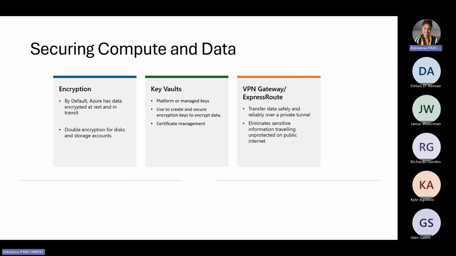And of course, as we mentioned before, by default, Azure has data encrypted at rest and in transit. And it also has double encryption for disks and storage accounts. Double encryption is just where you have 2 or more independent layers of encryption to prevent compromise of any one layer. So it's like a defense in depth kind of strategy. And it will mitigate against configuration errors and the compromise of a single encryption key. And those encryption keys can be platform managed or customer managed.